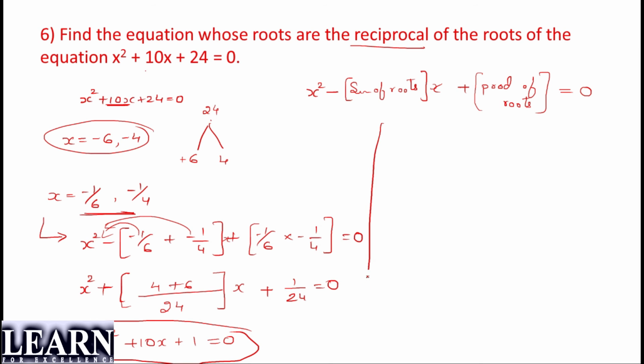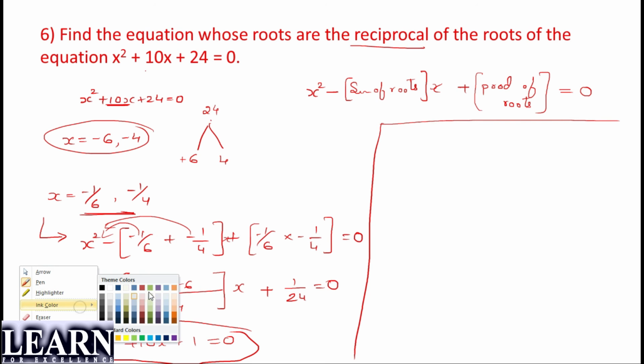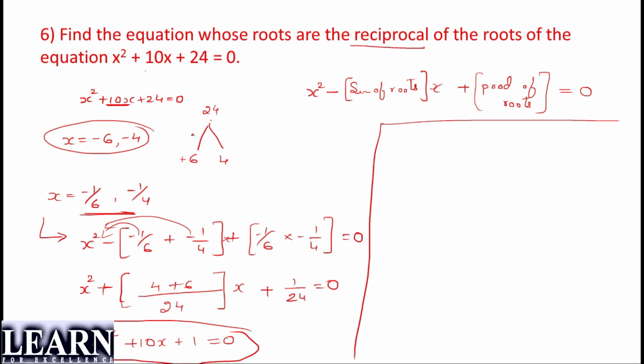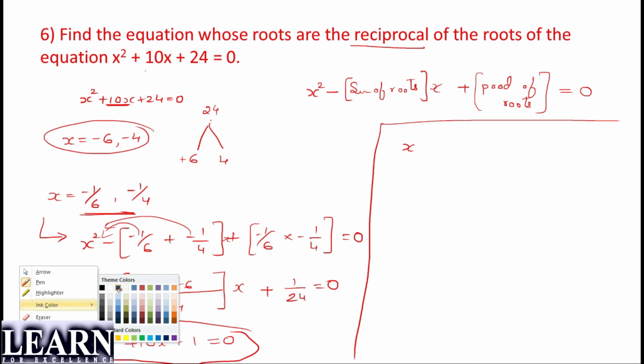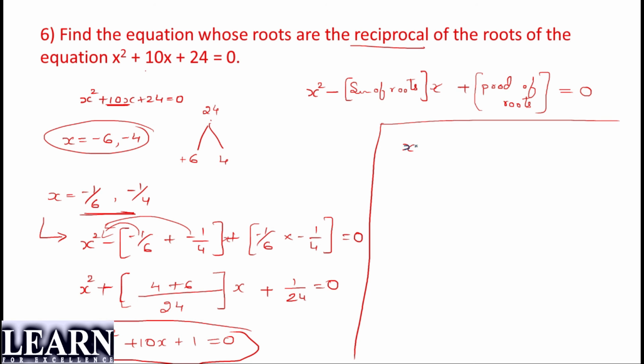Now if I'm talking about solving it in a faster way, yes guys, we can solve this question in a faster way. Just understand this. They're talking about whose roots are the reciprocal of the roots. It means if they have given x as the root of a particular quadratic equation and its reciprocal will be 1 by x, I can substitute 1 by x as x in this particular equation, that is nothing but x square plus 10x plus 24 is equal to 0.